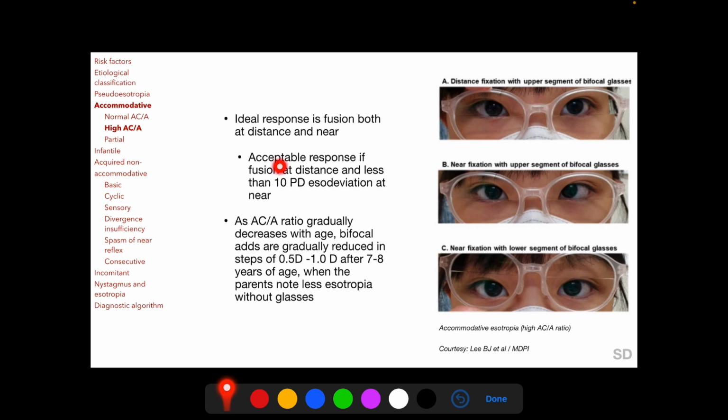An acceptable response is achievement of fusion at distance and less than 10 prism diopters of esodeviation for near fixation. As the high AC/A ratio in these patients gradually decreases with age, the bifocal adds can also be gradually reduced after the child attains 7 to 8 years of age, when the parents of the patients note the child having less esotropia when not wearing the correcting glasses.